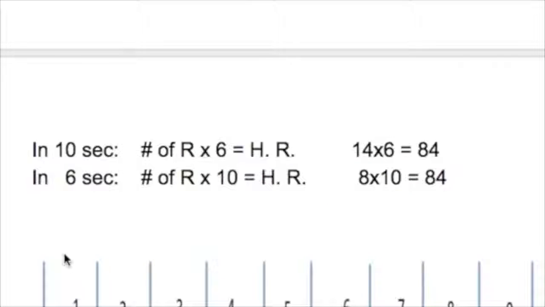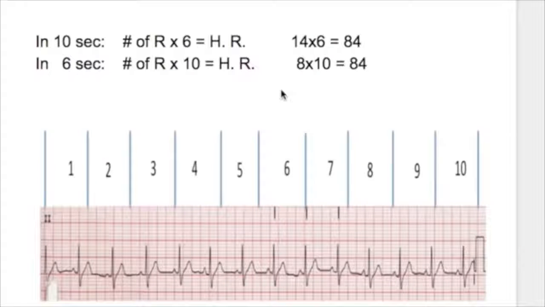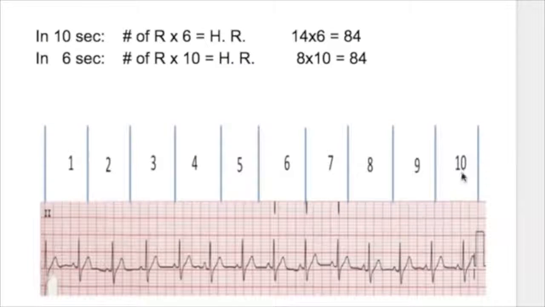How do you calculate irregular heart rate? To calculate the irregular heart rate, you take a 10-second strip which contains 10 big squares. Count the number of R in a 10-second strip and multiply that by 6. That gives you the heart rate. In this strip, there are 14 R in 10 seconds, times 6. That gives you a heart rate of 84.